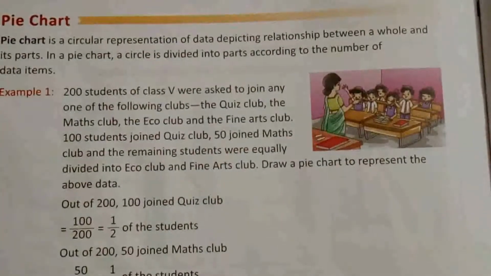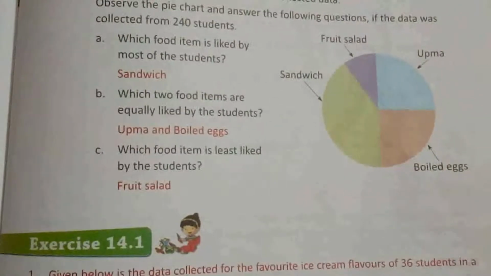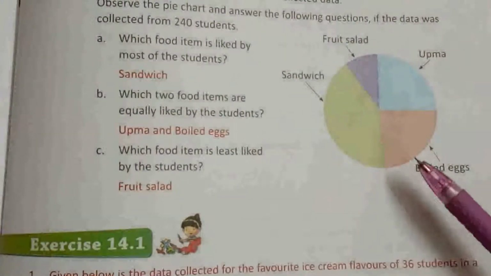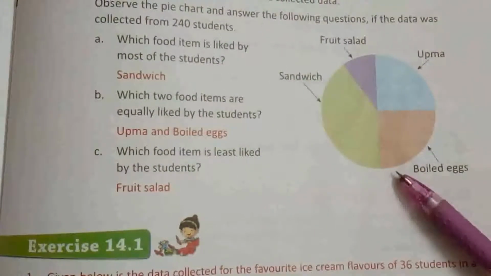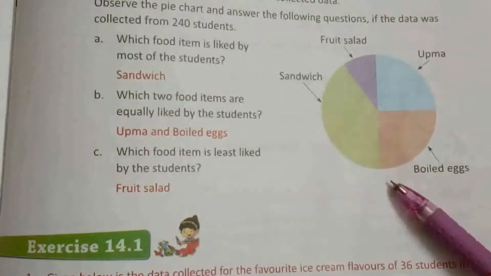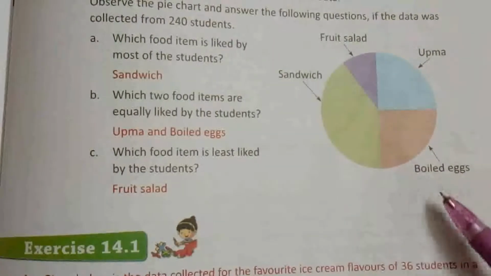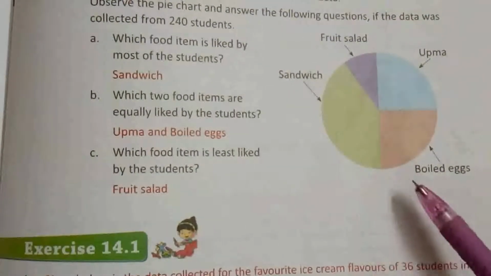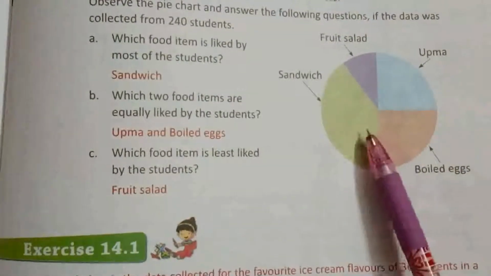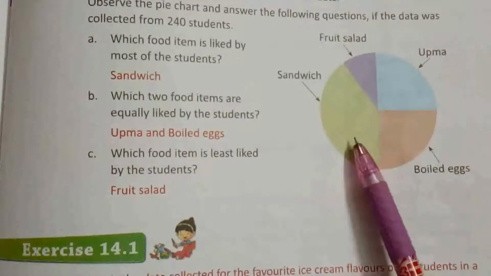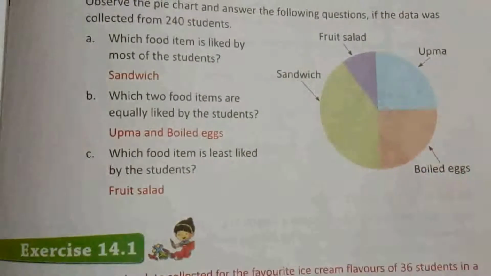So today we will understand the pie chart. What is a pie chart? Here we are seeing a figure of a pie chart. Here there is a collection of foods: upma, fruit salad, sandwich and boiled eggs. Different types of foods are given, and according to them there is this pie chart. In this pie chart we can understand that sandwich is liked more by children, right? So that is about the pie chart.